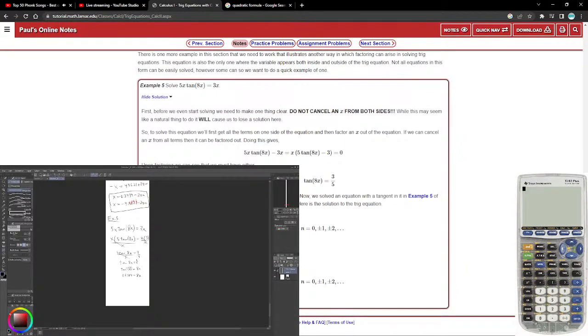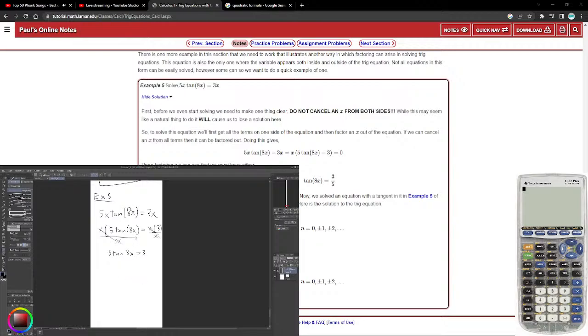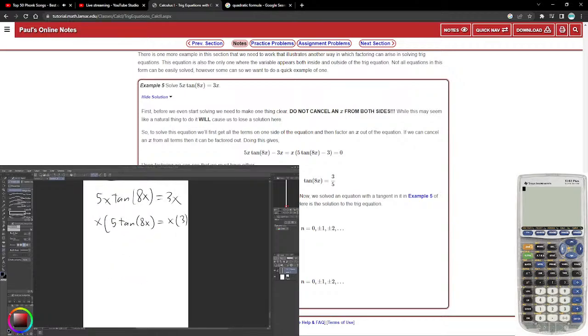First, before we even start solving, we need to make one thing clear. Do not cancel an x from both sides. Okay, well, I did that, so let me already erase my work. While this may seem like a natural thing to do, it will cause us to lose a solution here. So to solve this equation, we'll first get all the terms on one side of the equation, and then factor an x out of the equation. If we cancel an x from all terms, then it can be factored out. Doing this gives, okay.